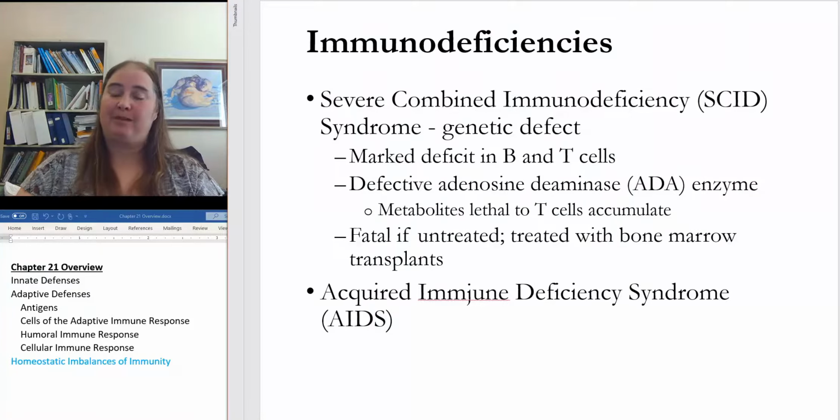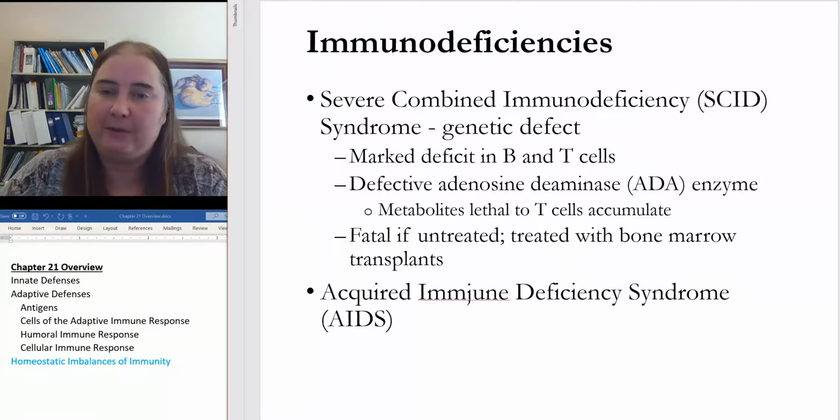Okay. So our first homeostatic imbalance we're going to talk about are immunodeficiencies. Okay? And two immunodeficiencies we're going to talk about are SCID, severe combined immunodeficiency syndrome. This is a congenital disorder. Okay? And what happens in this condition is it's a genetic defect.